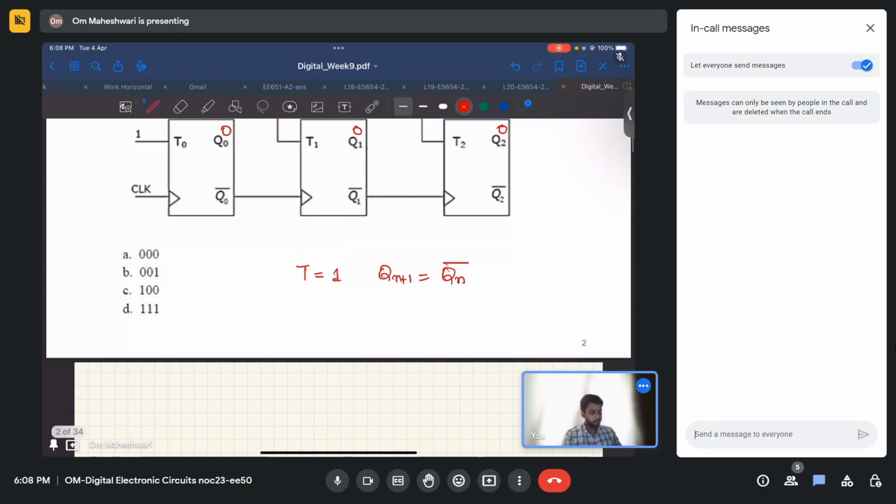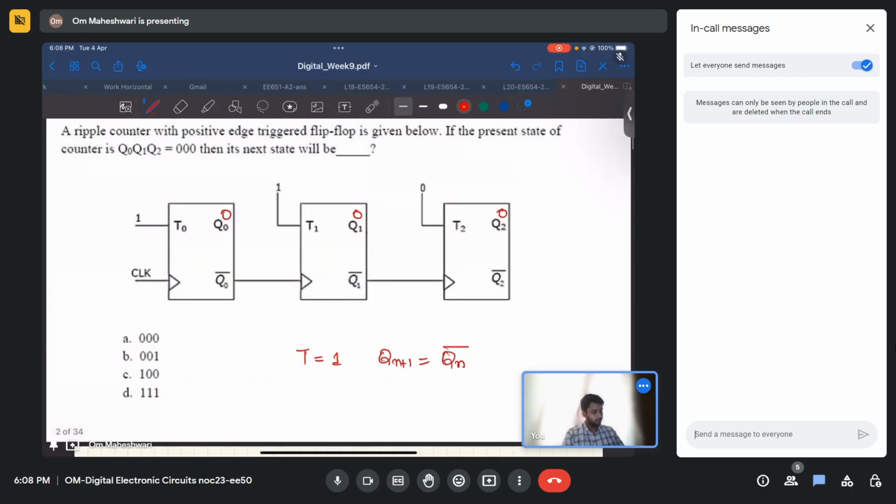So if I write Q0, Q1, Q2, initially it is 0 0 0. As soon as the cycle arrives here, this is 1, so this will flip to 1. It was 1 earlier, it will flip to 0, so this will be 1.